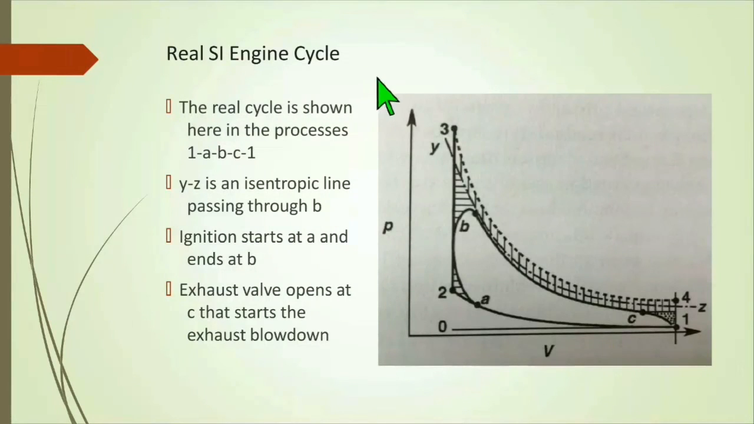Real SI engine cycle. The real cycle is shown here in the process 1 ABC1. YZ is an isentropic line passing through B. Ignition starts at A and ends at B. Exhaust valve opens at C, and that starts the exhaust blowdown.